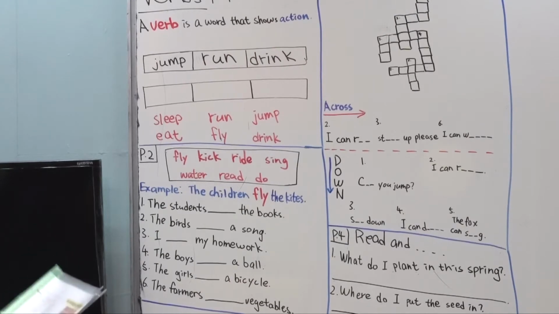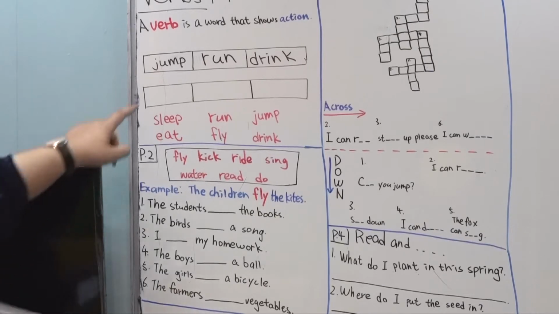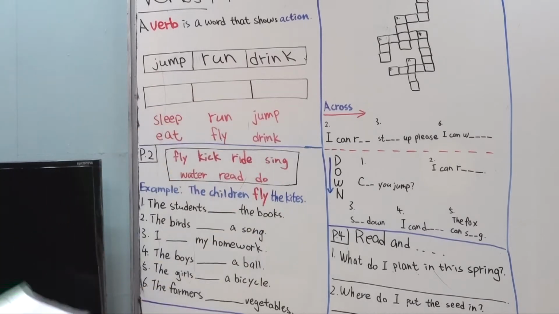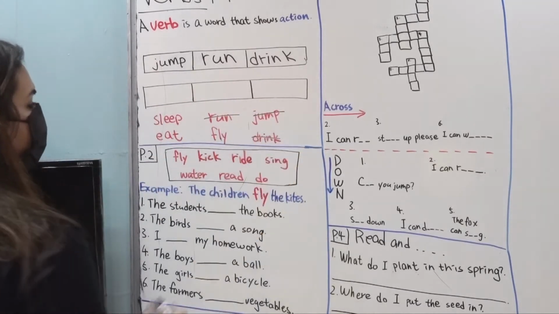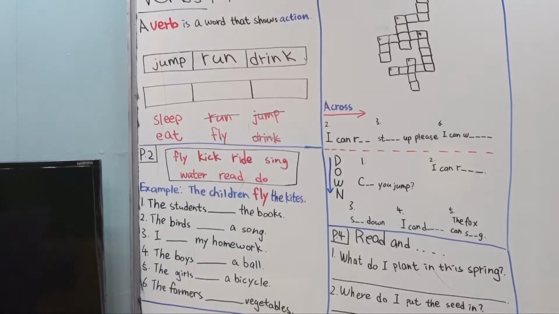Okay, the rest 3, do it by yourself. I'll give you 1 minute. You do from this to this. So we have used jump, run, and drink. Okay, so can you do the next 3 for me? 1 minute starts now.